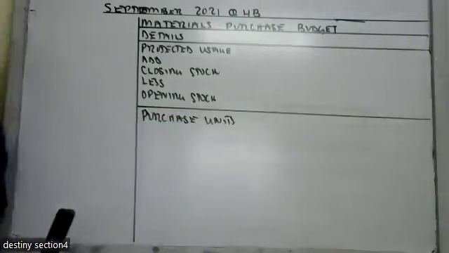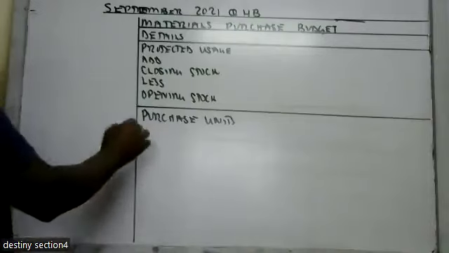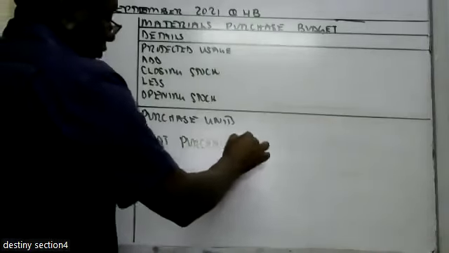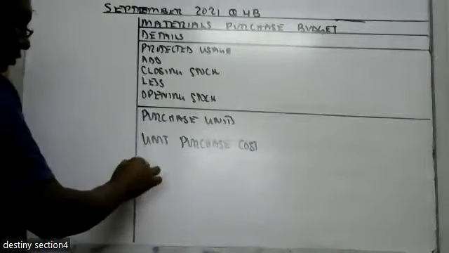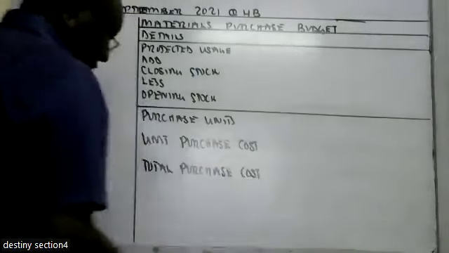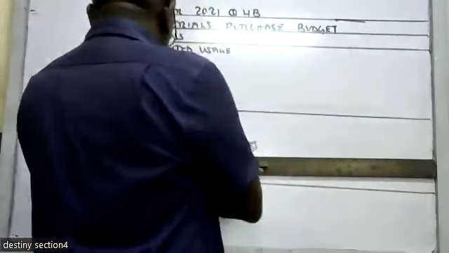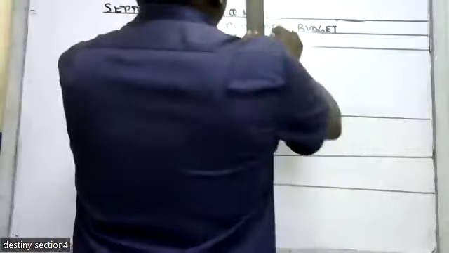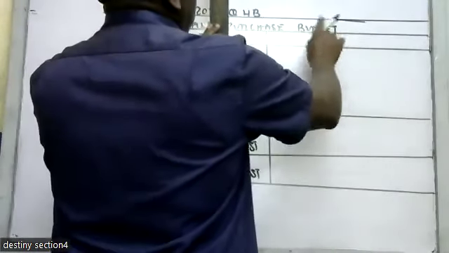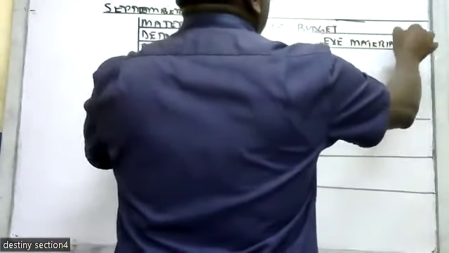So if they have asked for purchase budget in units, you stop there. But if they ask for purchase budget in shillings or value, you continue here: unit purchase costs, and total purchase costs. That's where it ends. Now in your columns you prepare the two of them, material X and material Z.